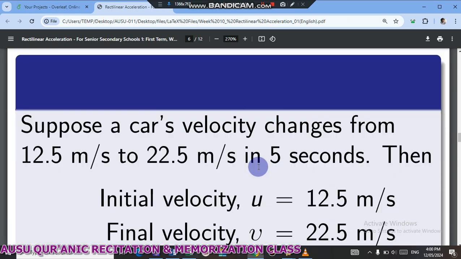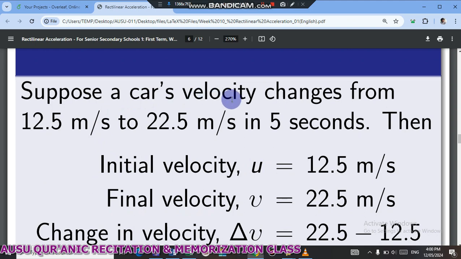We will see that in an example. Suppose a car's velocity changes from 12.5 meters per second to 22.5 meters per second in 5 seconds. Initially the car was moving with a velocity of 12.5 meters per second, and then this velocity begins to change, and after 5 seconds the new value of the velocity is 22.5 meters per second.